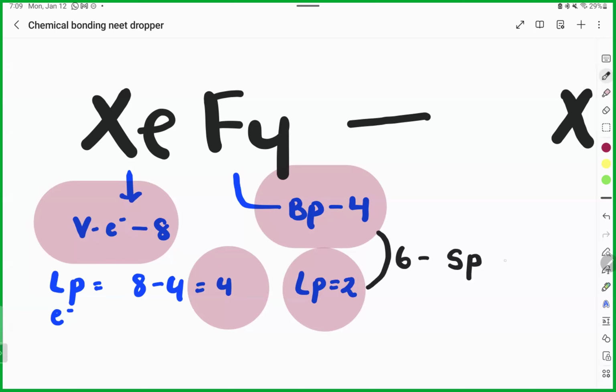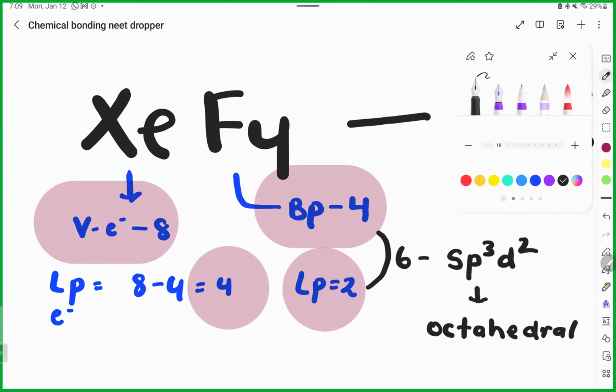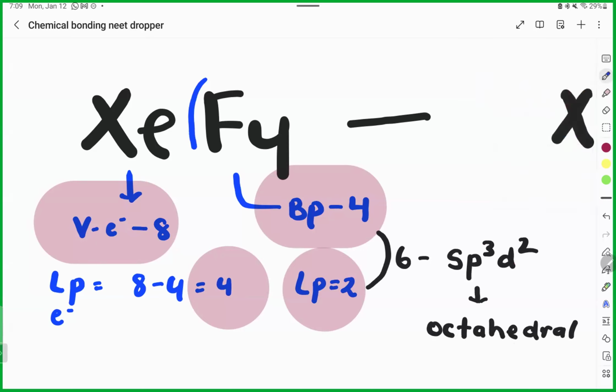Sir, sp3d2. Exactly. Done. So what should be the shape for such a compound? Octahedral. For any 6 number, it should always be octahedral. But do you think you have 6 bond pairs? No, sir, we have only 4. What will happen to the remaining 2 lone pairs?